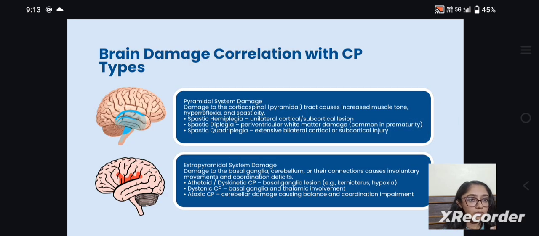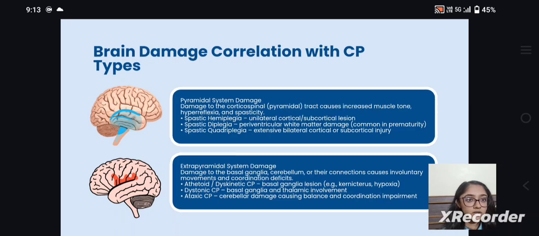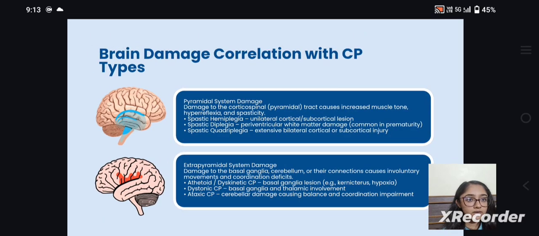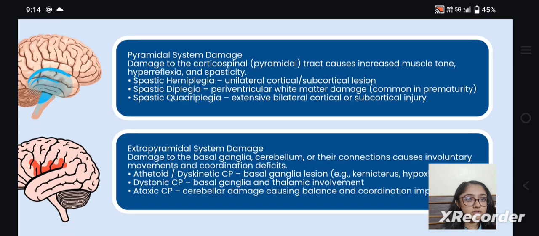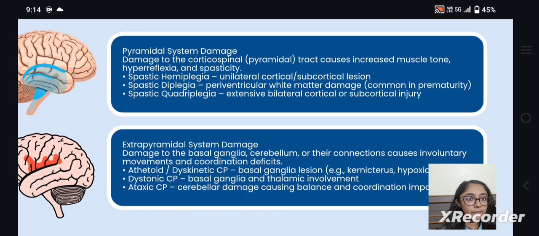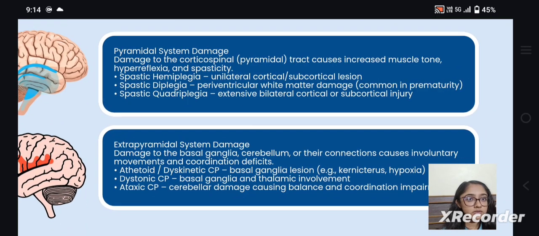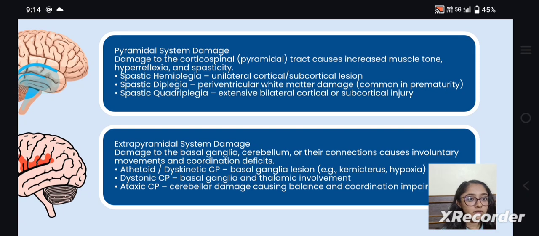Then brain damage correlation with CP types. As we discussed earlier, it could be pyramidal and extrapyramidal. So for both systems we will discuss the damage. First one we will do is the pyramidal one. In that, damage to the corticospinal, pyramidal tract causes increased muscle tone, hyperreflexia, and spasticity mainly. So it could be spastic hemiplegia, spastic diplegia, spastic quadriparesis.